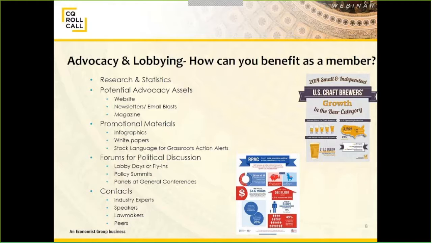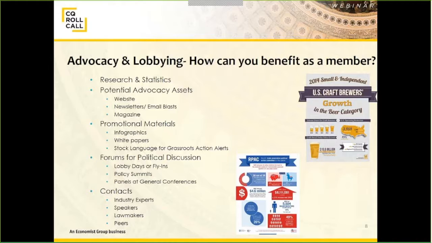Forums for political discussion. A lot of trade associations have lobby days or fly-ins. Some are even doing virtual fly-ins. But now you're even seeing, since Congress is stagnant and not getting a lot of stuff done, more and more people coming to D.C. to try to break the gridlock or potentially get a rider on some other legislation that could pass. Now, especially as we enter the lame duck period.